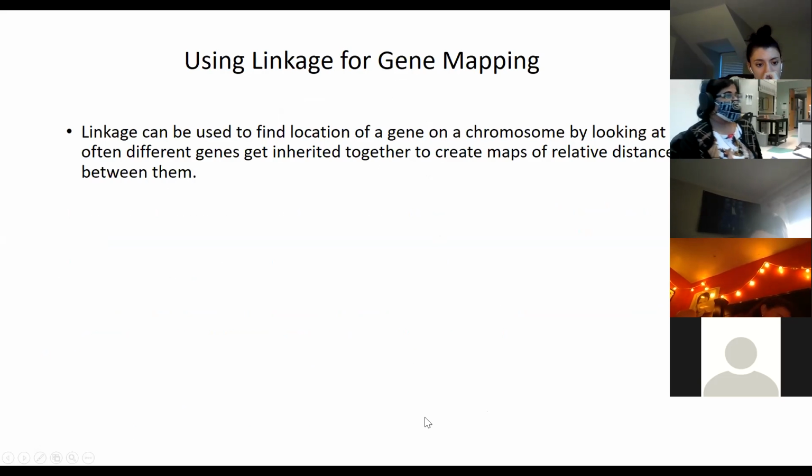So one of the next things that you can use linkage for is gene mapping. It can be used to find the location of a gene by looking at how often different genes get inherited together. And that way you can use those genes and their distances between each other to see where they're actually located, okay?